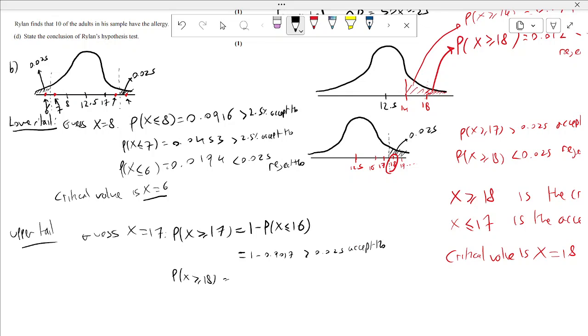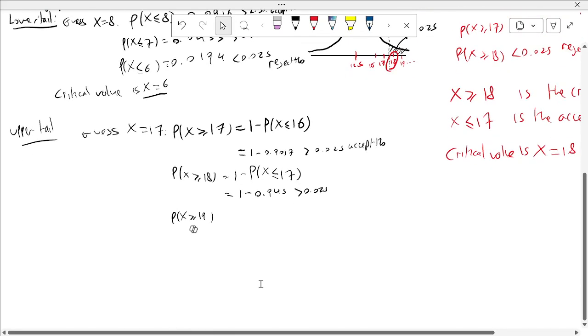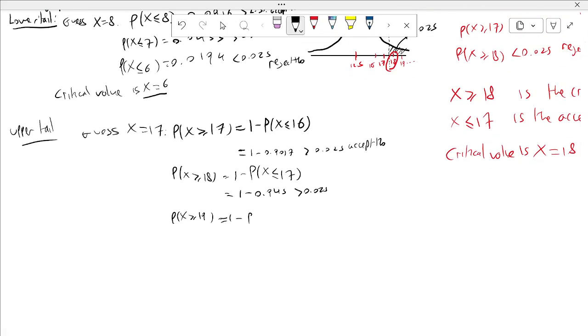Let's keep going. So greater than or equal to 18, I would do 1 minus less than or equal to 17. So even though I'm testing 18, in my calculator, I'm entering 17. Okay, so follow along with your calculator. So that's 1 minus 0.9445. That's still greater than 2.5%. So let's keep going. Greater than or equal to 19 is 1 minus less than or equal to 18. So I'm typing in 18. Okay, we're still more than 2.5%. I can tell from my calculator already.